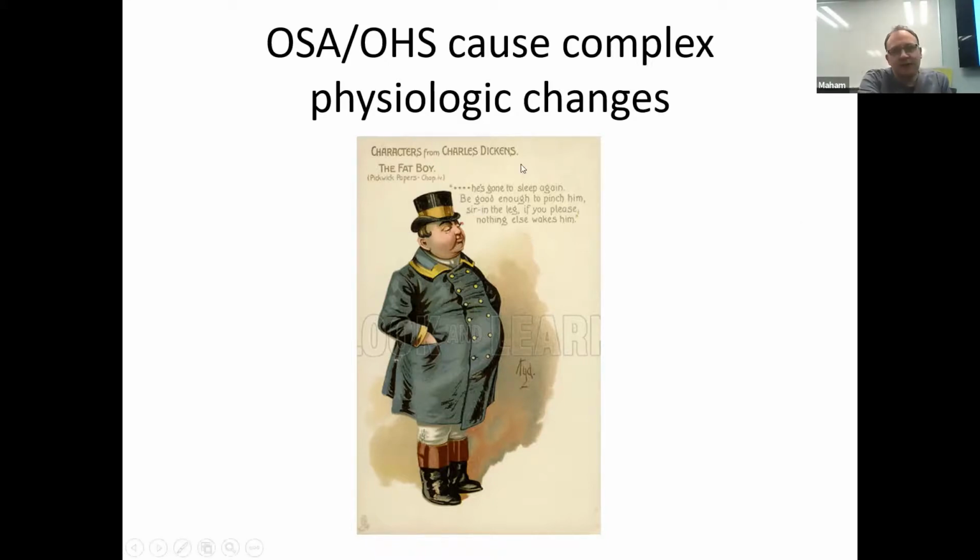No more Pickwick. He's gone to sleep again. Be good enough to pinch him, sir, in the leg, if you please.